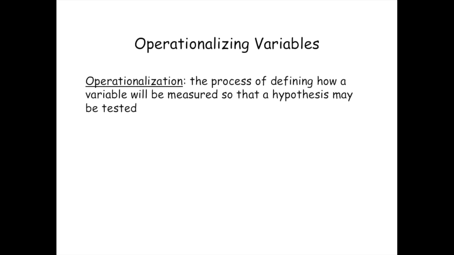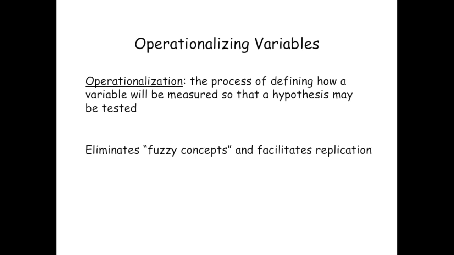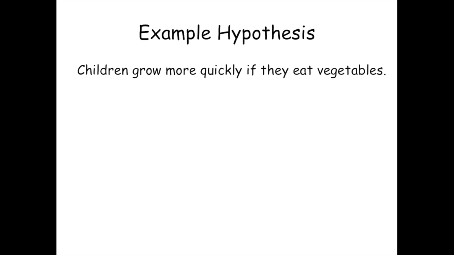An important concept in any study design is operationalization, the process of defining exactly how a variable is to be measured. The process removes the fuzziness of a research question and allows others to replicate the study. Here's an example of a fuzzy research question. A researcher wants to test the hypothesis that children will grow more quickly if they eat their vegetables. In its current form, this is not a testable hypothesis.